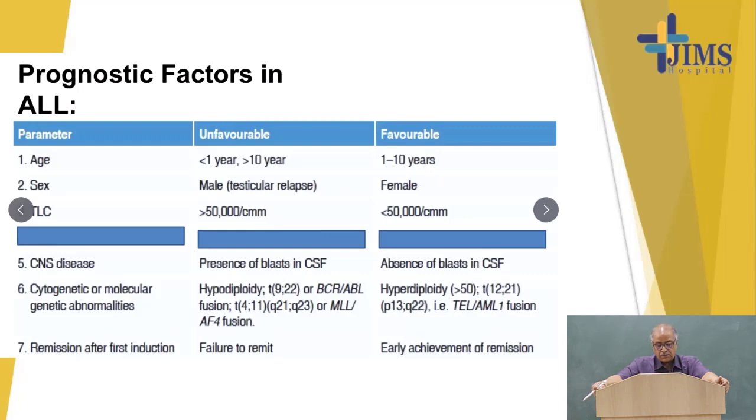CNS disease, with blasts present in the CSF, is an unfavorable prognosis. If there is no blast, this is a favorable prognosis. Cytogenetic and molecular genetic abnormalities: hypodiploidy, t(9;22) or BCR-ABL translocation, t(4;11) translocations or MLL gene fusions are unfavorable prognosis. Hyperdiploidy and t(12;21) translocations are favorable prognosis. Also relevant are remission after first induction, failure to remit, and early achievement of remission.